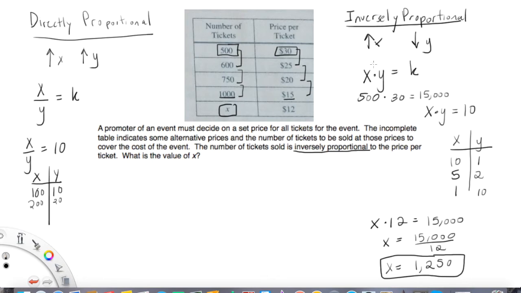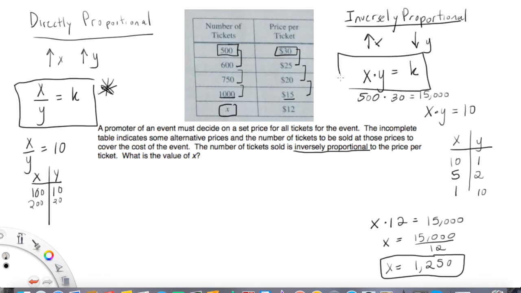I hope you learned something about inversely proportional and directly proportional. These are your go-to little equations here. And here's another one over here.